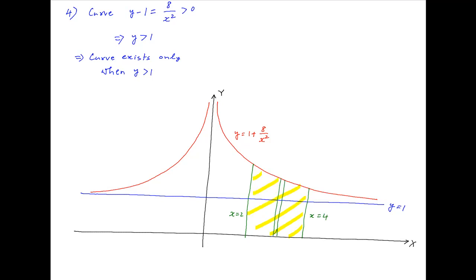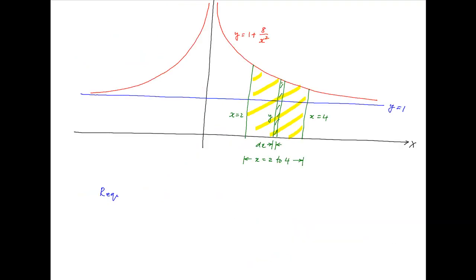This area is determined by calculating the area of a small strip of height y and thickness dx, and then integrating between x is equal to 2 and x is equal to 4. Therefore, the required area between x is equal to 2 and x is equal to 4 is equal to the area of the strip y dx and integrating from x is equal to 2 to x is equal to 4.